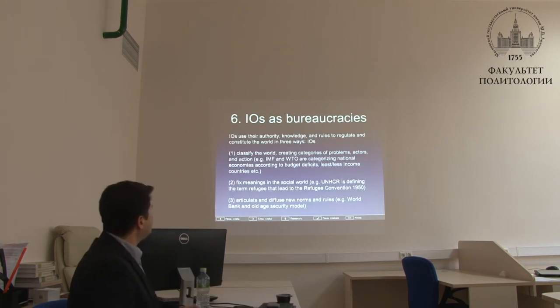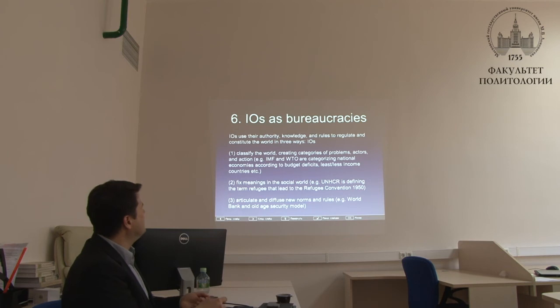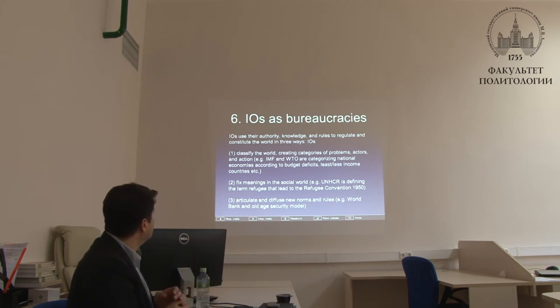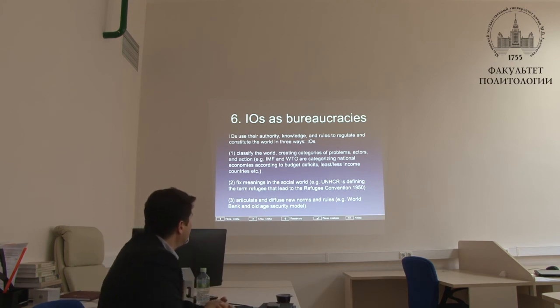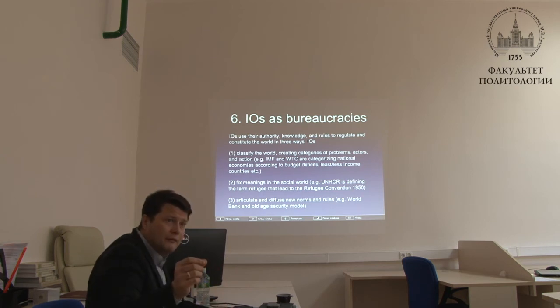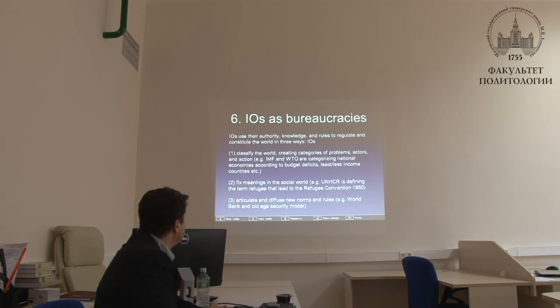First, they can classify the world, creating categories of problems, actors, and actions. The WTO, for example, is categorizing national economies according to budget deficits, least and less income countries, and so on and so forth. So there's a certain way of categorizing the world, which is done by international organizations. International organizations are able to fix meaning in the social world. This is the example of the definition of a refugee, which is done by the UNHCR.